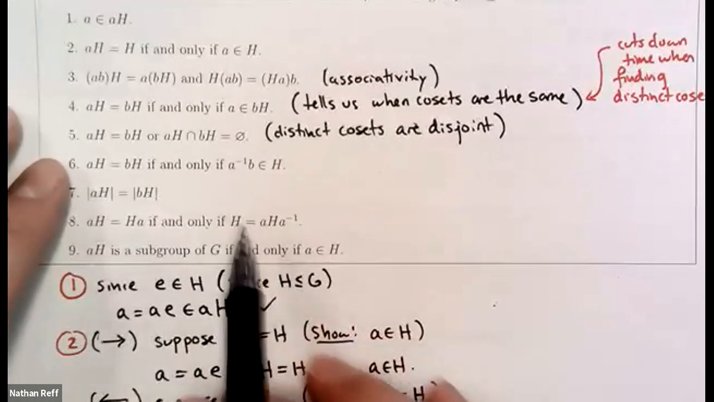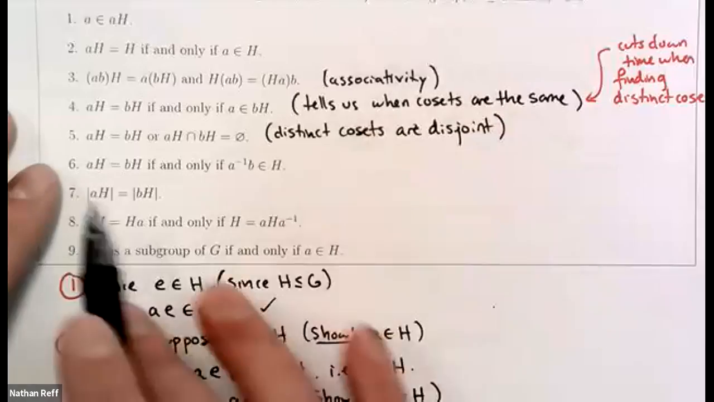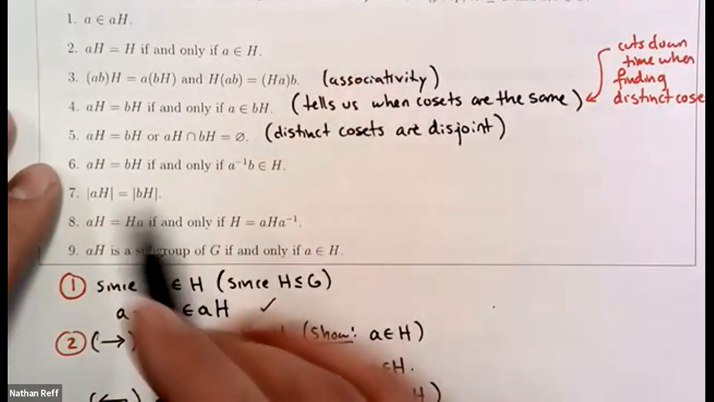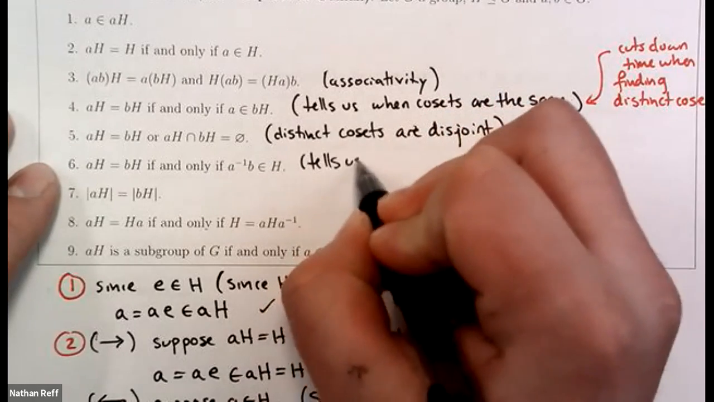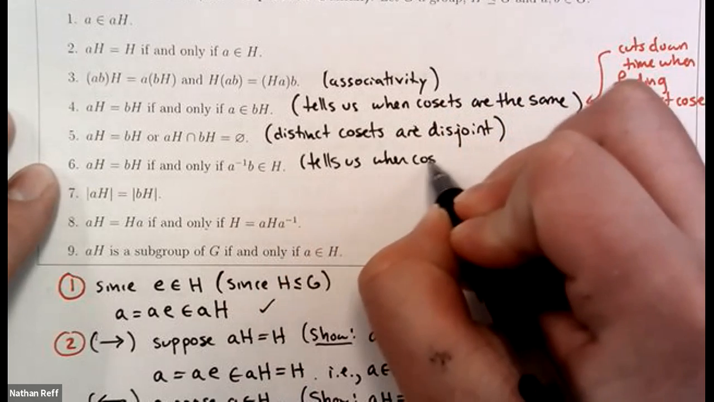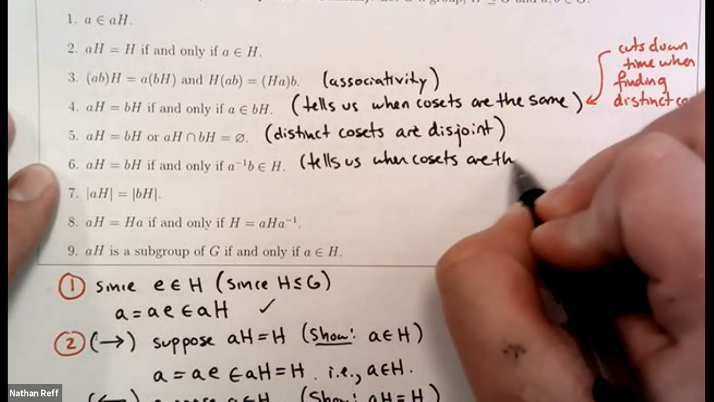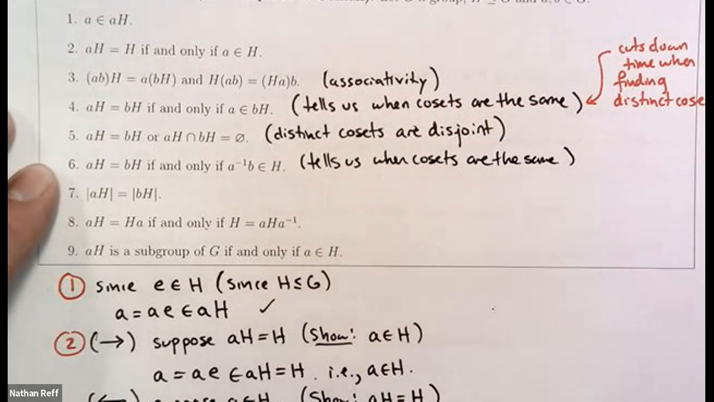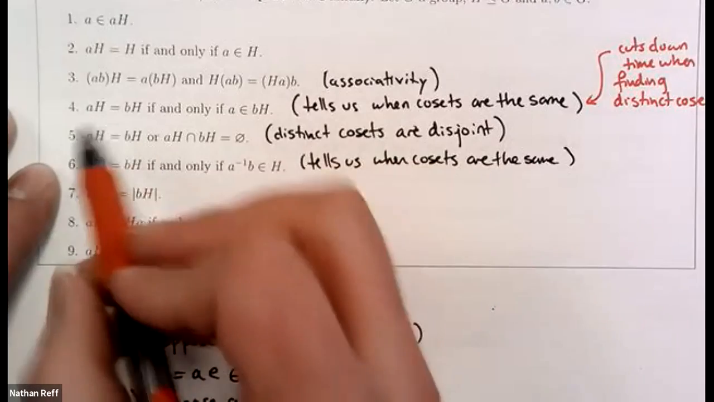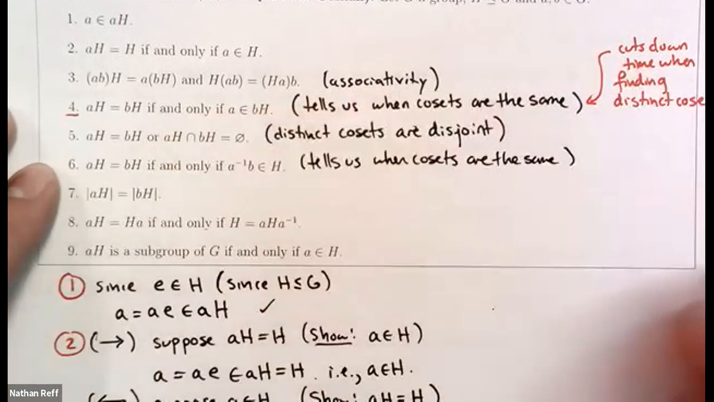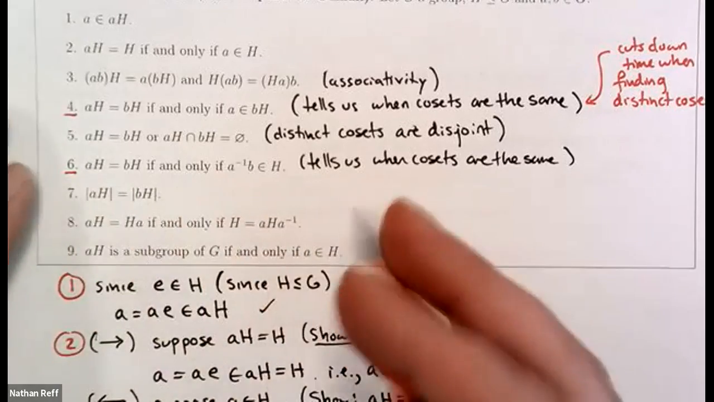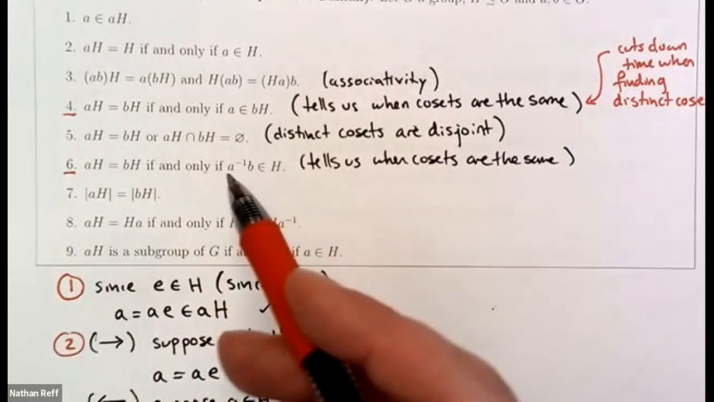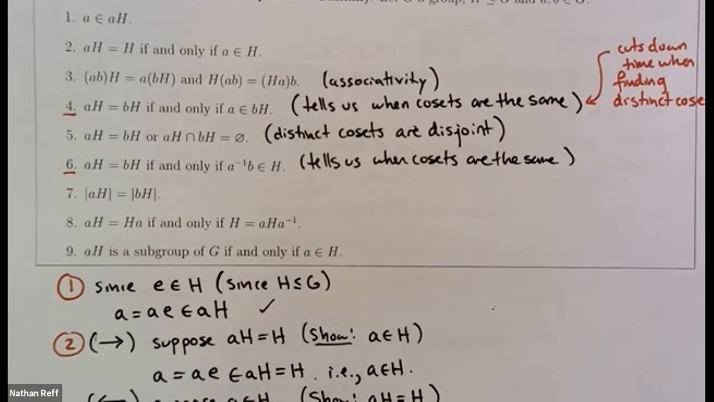Okay, 6, what is that telling you? It's just another way of kind of saying 4. It tells us when cosets are the same in another way, but 4 is better at doing that. 4 and 6 are kind of doing similar things. You're just writing it in a different way, that's all.